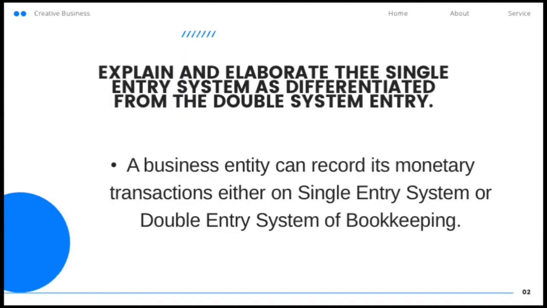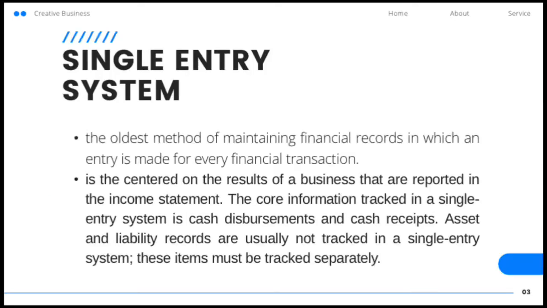Single entry system. A business entity can record its monetary transactions either on single entry system or double entry system of bookkeeping. Single entry system is the oldest method of maintaining financial records in which an entry is made for every financial transaction. It is centered on the results of a business that are reported in the income statement. The core information tracked in a single entry system is cash disbursements and cash receipts.